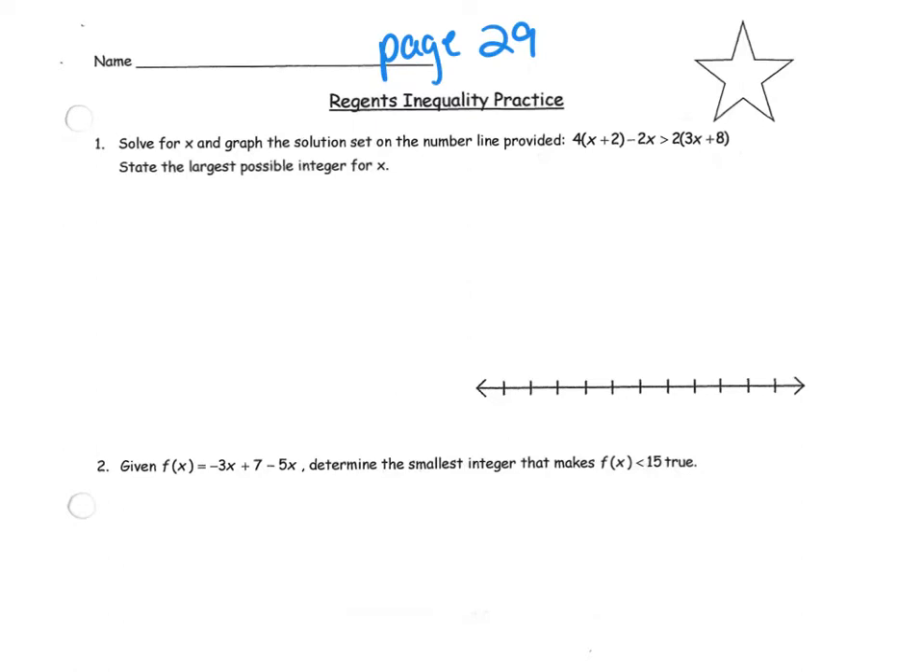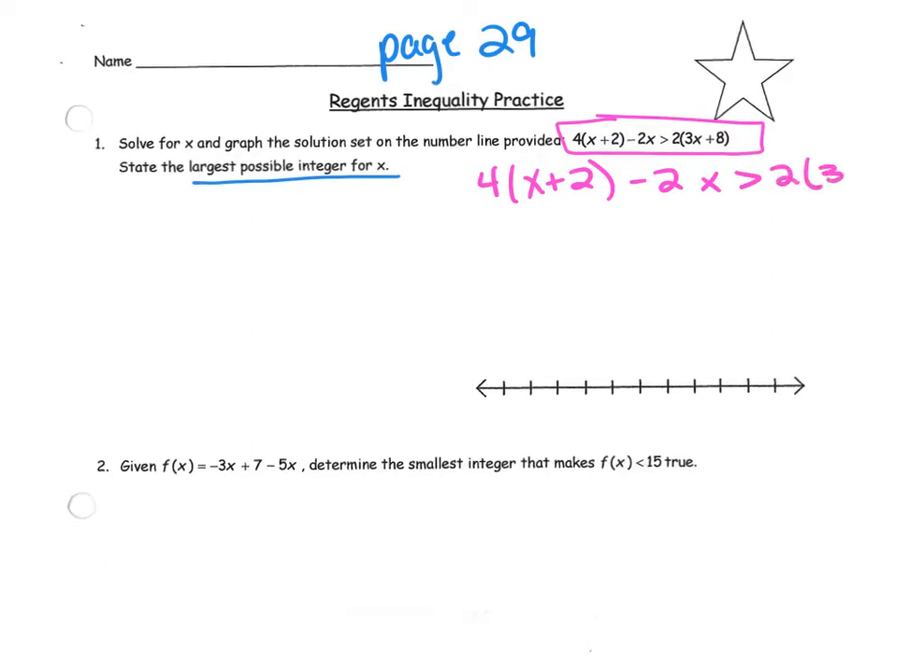Question 1 says, solve for x and graph the solution set on the number line provided. And we're going to state the largest possible integer value for x. All right, well, here is my inequality. So let's start to solve this. I'm just going to rewrite my inequality. We have parentheses here so we can distribute. We also have that on the other side, so we're going to distribute.